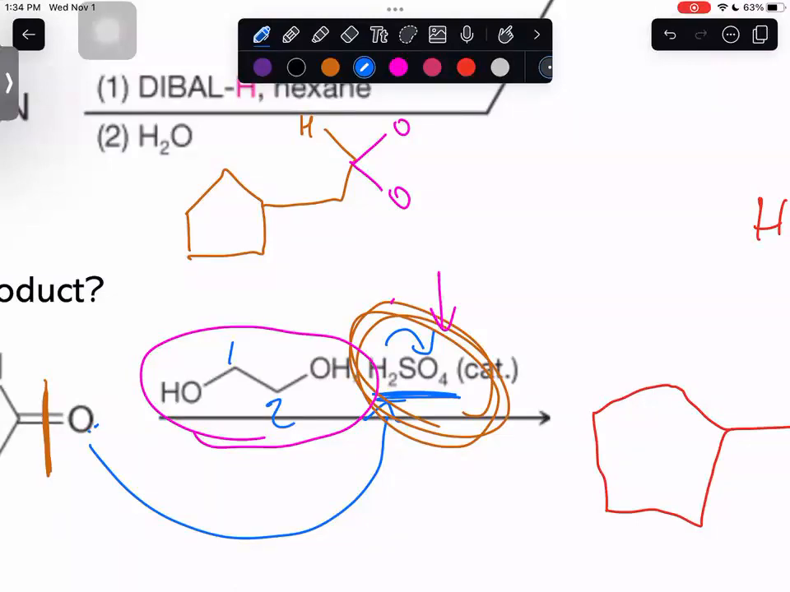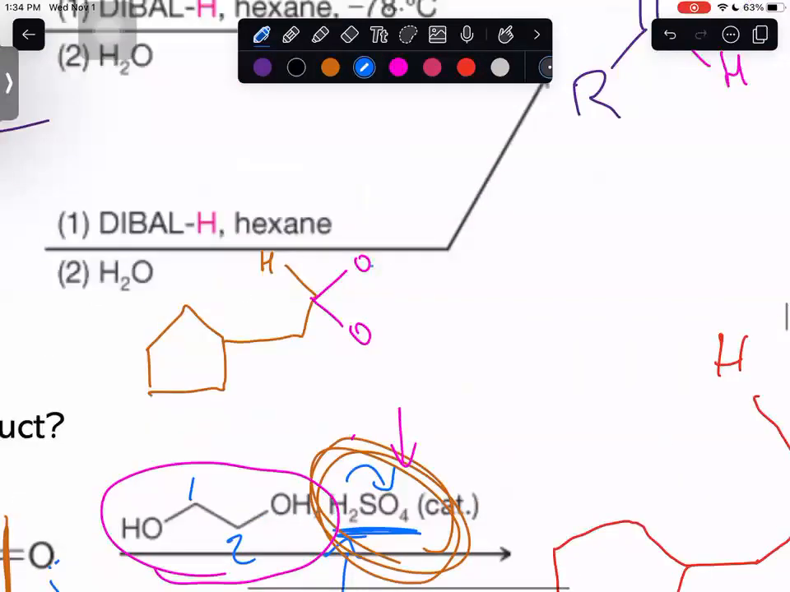Whenever you see a molecule that has 2 oxygens, 2 alcohol groups in the same way, it's always going to make some sort of cyclic structure. Okay, so that's the main important part of this. So we have 1 and 2.